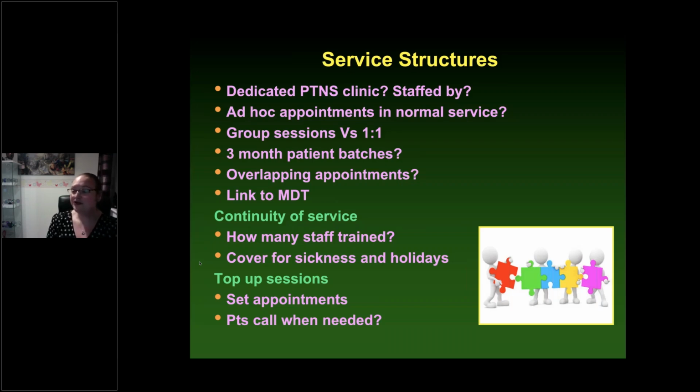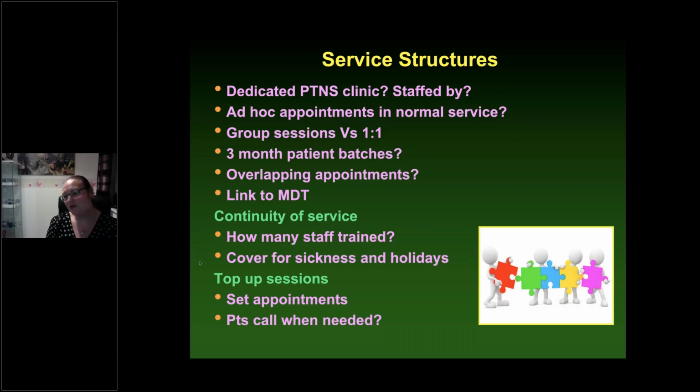Pre-COVID, people often used to run group therapies for PTNS. So they'd have a whole day room with recliners that you could have multiple patients on treatment all at one time, and that made it far more time effective from a point of view of staffing. However, that's not something many services are quite back to.